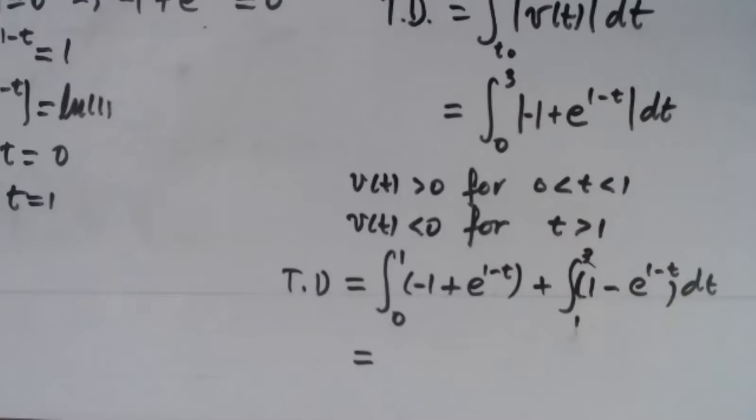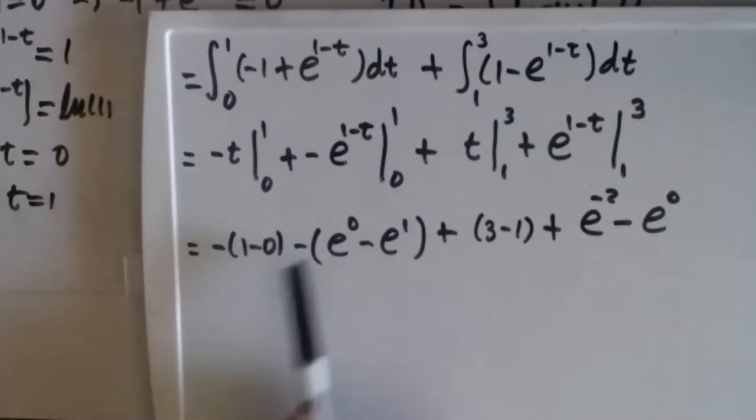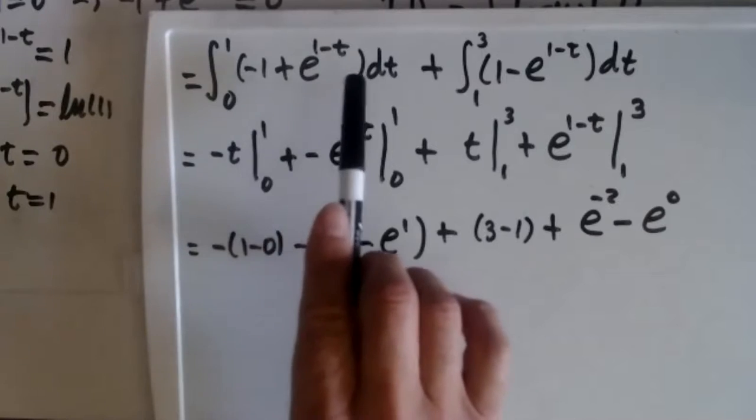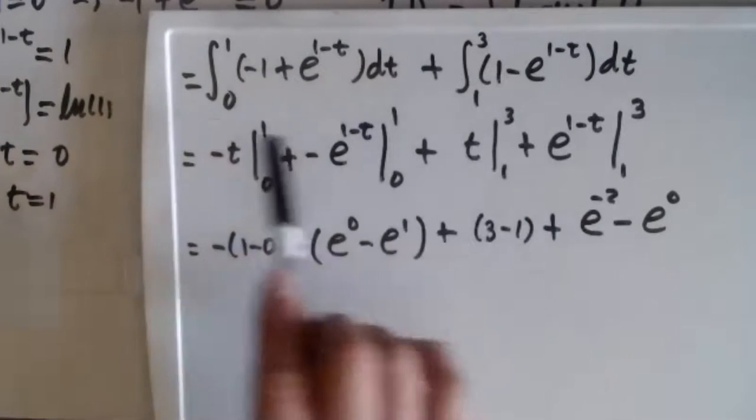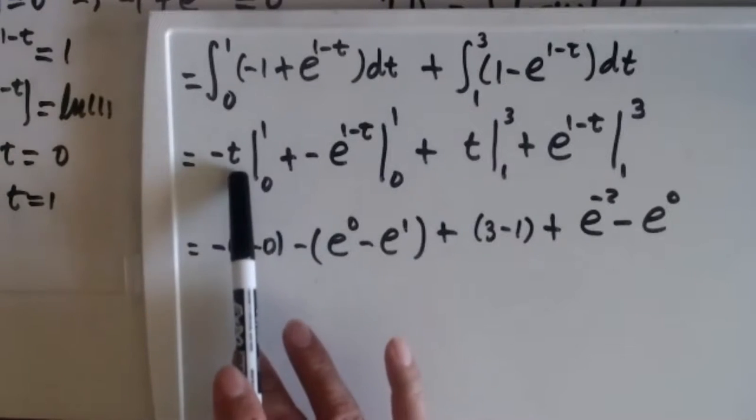No? Yes? Okay. Let's see the integral. This is the integral you have to solve. The integral of -1 plus e to the negative t dt, plus this integral from 1 to 3. Okay? Now, the integral of -1 is negative t.